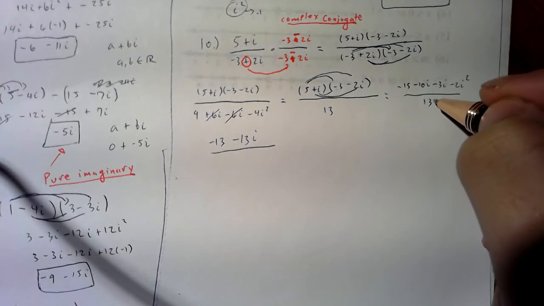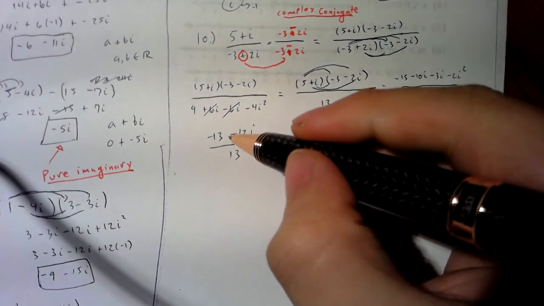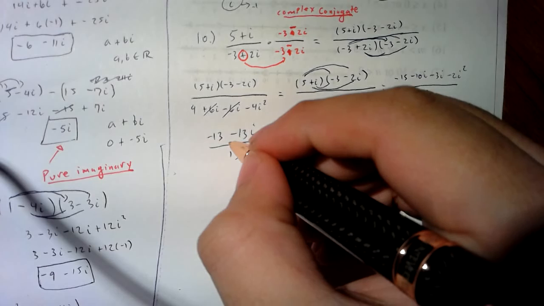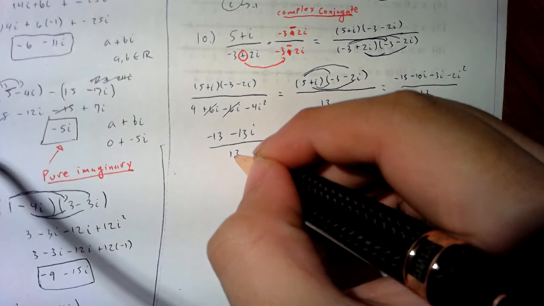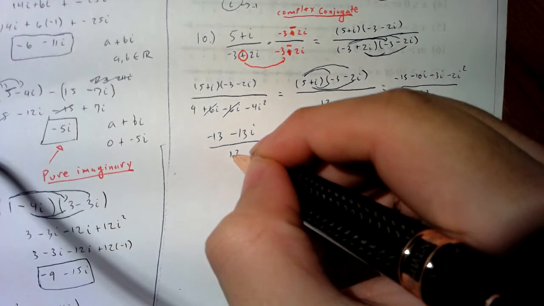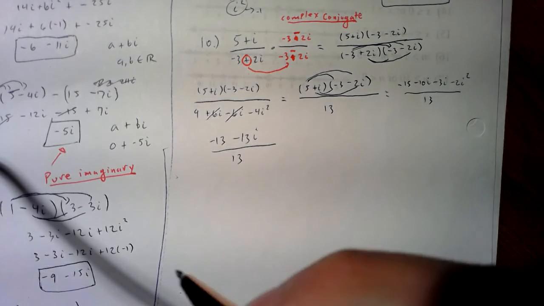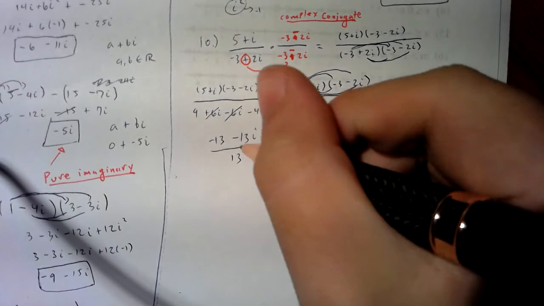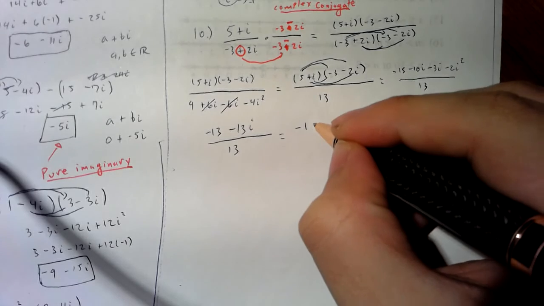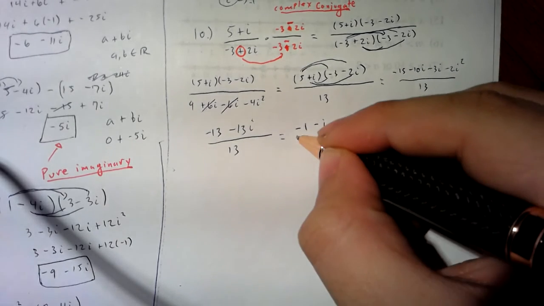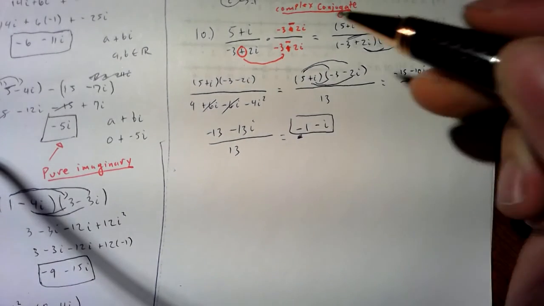Oh, cool. Look at this. The denominator is just 13. So whenever you see this, if you have a number here, a number here, and a number here, and you can divide them all by the same thing and get whole numbers, then you're allowed to do that. In this case, we could divide all three by 13. So we end up with negative 1 minus i, and I was going to say over 1, but you don't have to write it like that. You can just write negative 1 minus i. So effectively we just divided by 13.